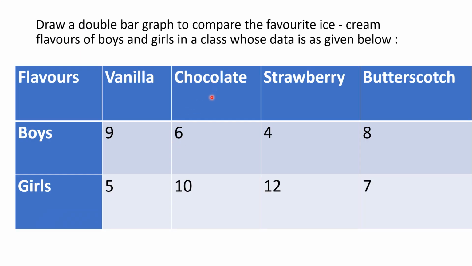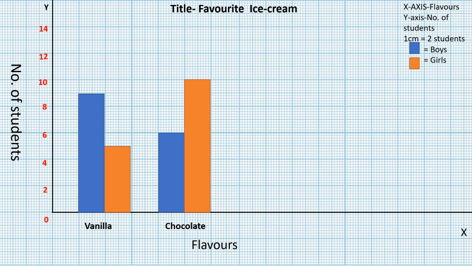Let us observe the second data, that is chocolate flavor, and it is liked by 6 boys and 10 girls. So for 6 boys and 10 girls, I have drawn again two rectangular bars, one blue, which represents 6 boys who like chocolate flavor, so up to 6, and another orange bar next to that blue bar for chocolate flavor, but for girls. It is up to 10. 10 girls like chocolate flavor.